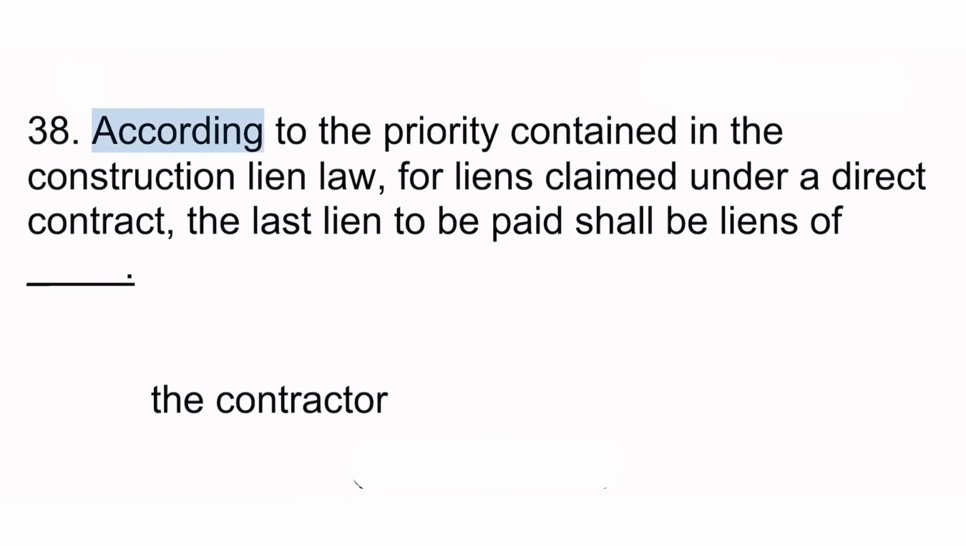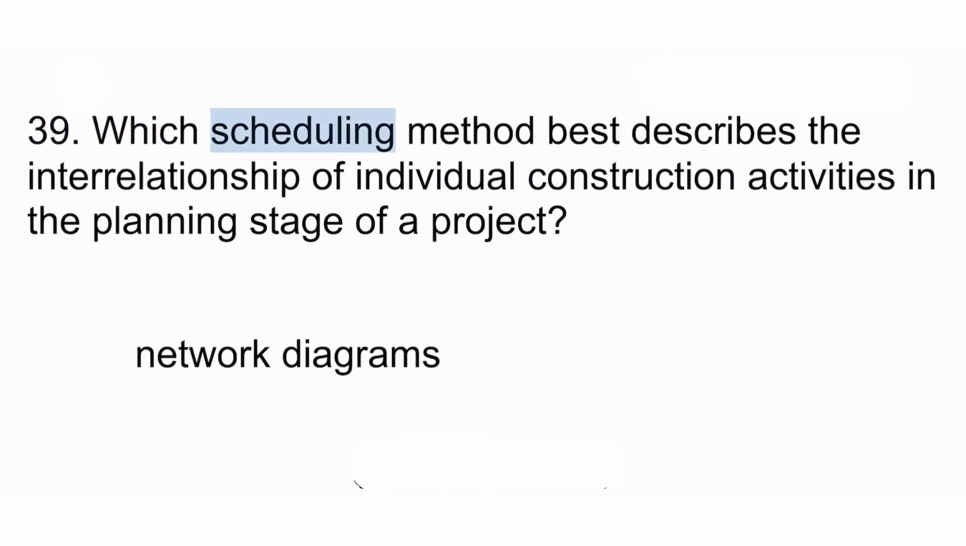38. According to the priority contained in the construction lien law, for liens claimed under a direct contract, the last lien to be paid shall be liens of the contractor. 39. Which scheduling method best describes the interrelationship of individual construction activities in the planning stage of a project? Network diagrams.